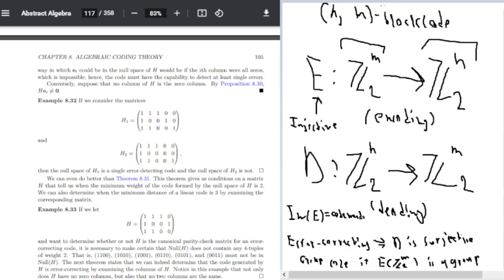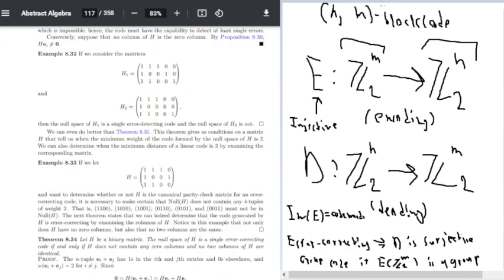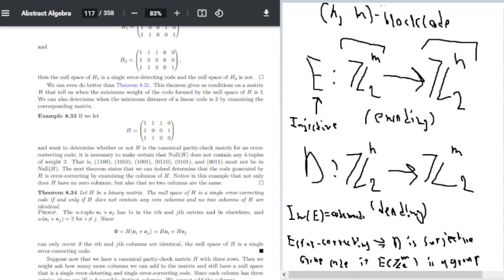Example 8.32. If we consider the matrices H1 and H2, then the null space of H1 is a single error detecting code, and the null space of H2 is not, because in H2 we have this column right here. We can do better than Theorem 8.31. This theorem gives us conditions on a matrix H that will tell us the minimum weight of the code formed by the null space of H is 2. We can also determine when the minimum distance of a linear code is 3 by examining the corresponding matrix.